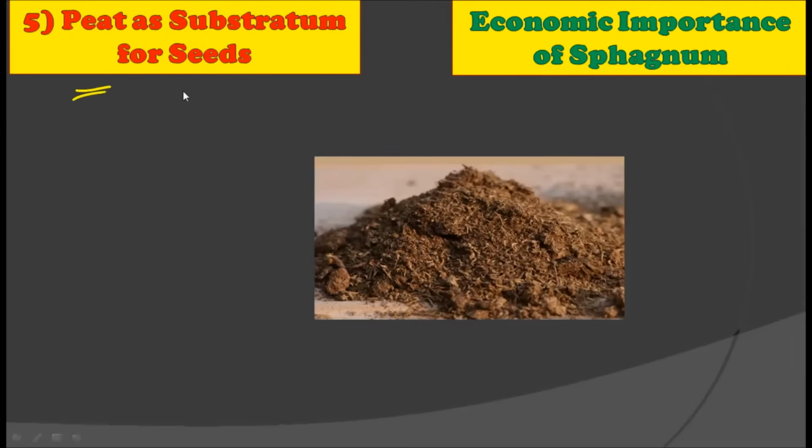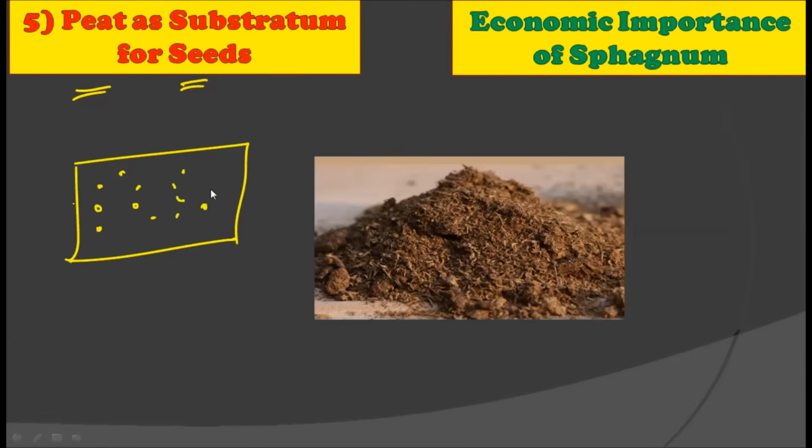Next is peat as a substratum for seeds. Now, when seeds are planted in the initial stages in horticulture, the primary aim of this first step is to convert seeds into seedlings. Now, what they do in horticulture is that this peat material is used as a bed. Now, there are many advantages of using peat as a bed for the seeds.